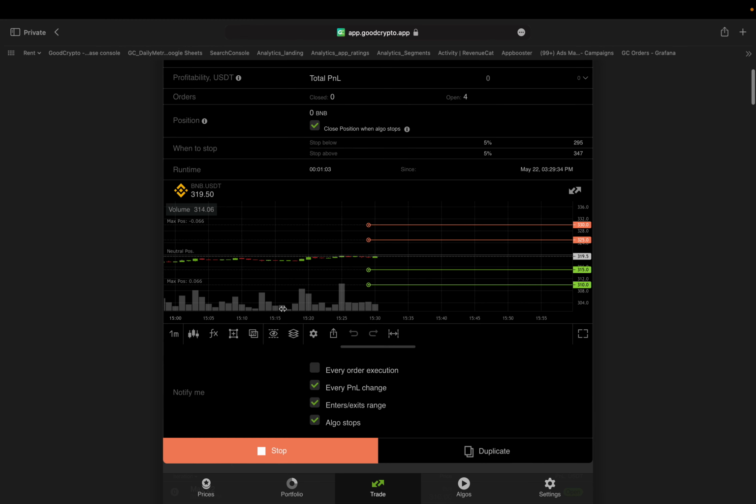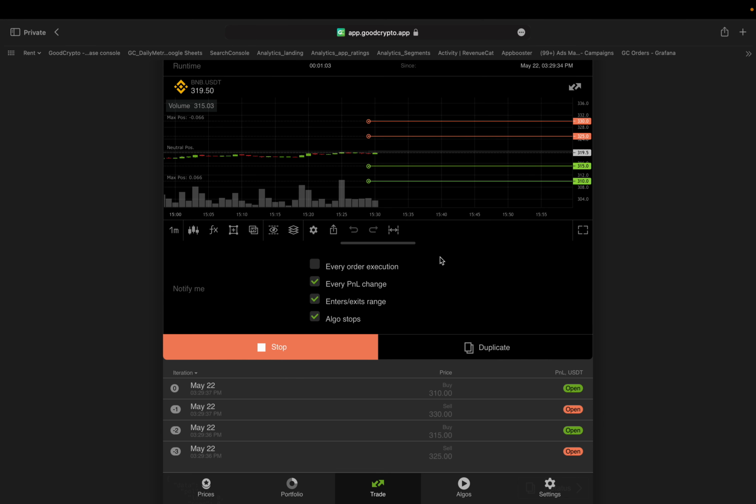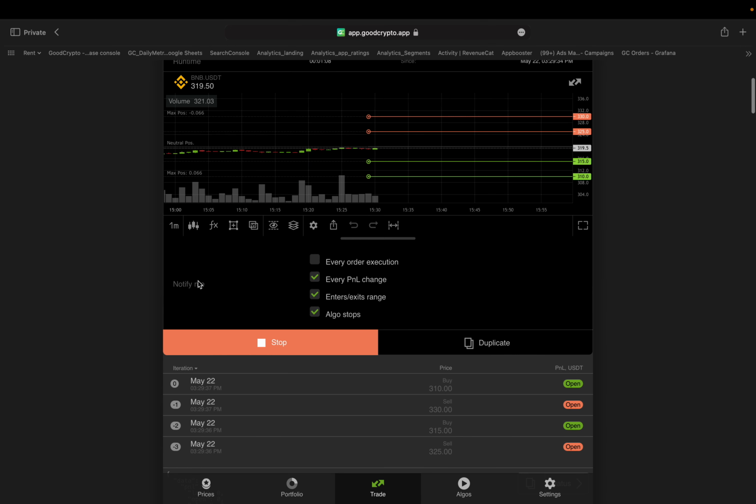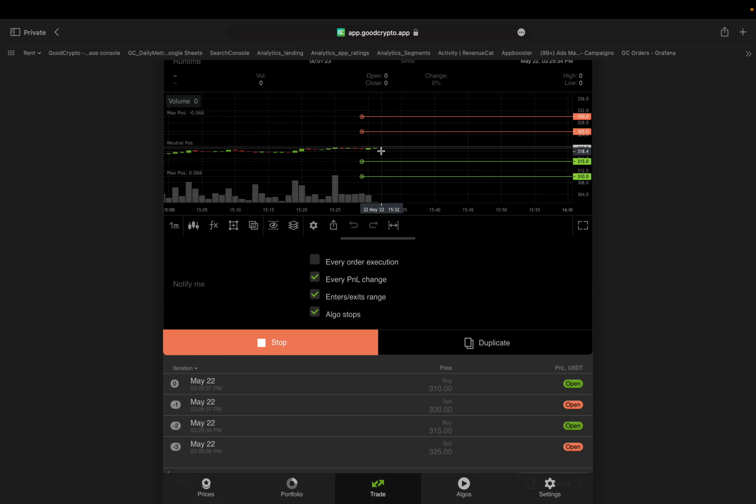But so the only settings which appear now that you haven't had previously are these. So here we have notification settings. By default, the grid will notify you, meaning send you a push message, on every PNL change. That means that if the grid, for example, buys here and sells here, you get a PNL change, you'll get a notification. If the grid sells here and buys here, you get a PNL change, you get a notification.